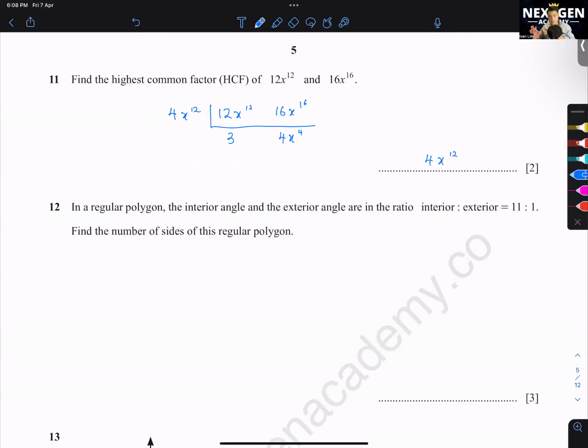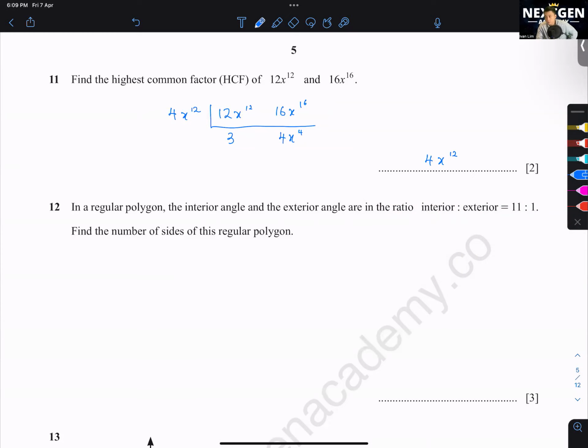Because many of you don't really know how to do LCM, you all will still use the Year 7, 8, 9 method, which is you break down, then multiply. This one is very hard to do. So I will just always use this ladder method.